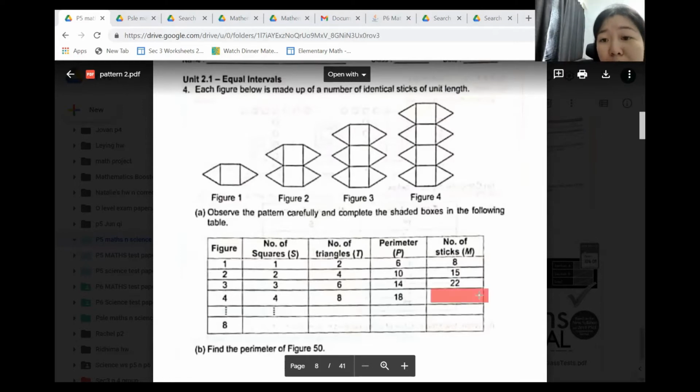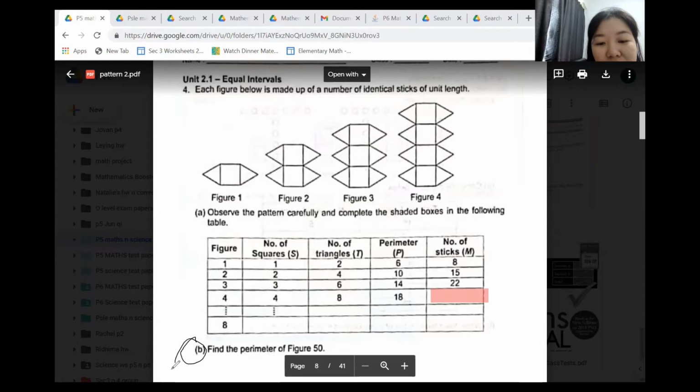Some students who do not know how to use algebra, the most common method that I see is that they start listing. If it's figure 1 to figure 10, or even up to 8, I think you can still list down. But as you can see behind, they will start asking you questions like figure 50, figure 99, figure 109. If you don't know algebra, you cannot do.